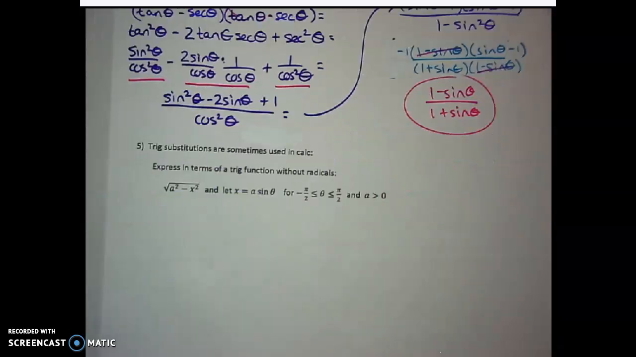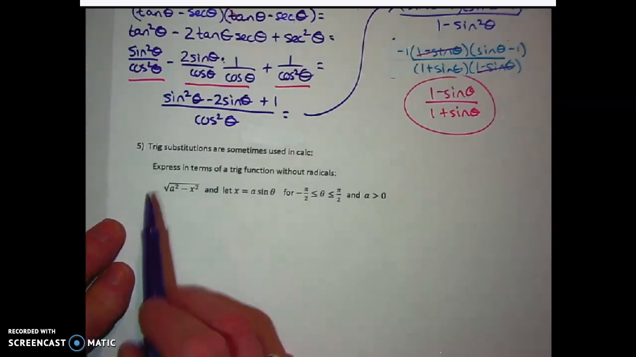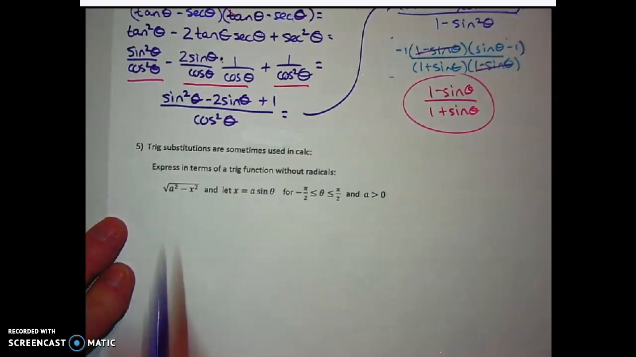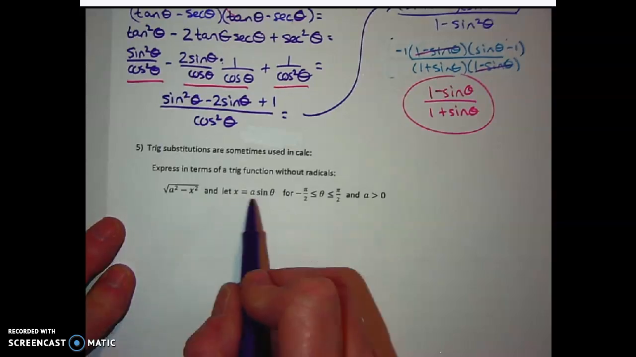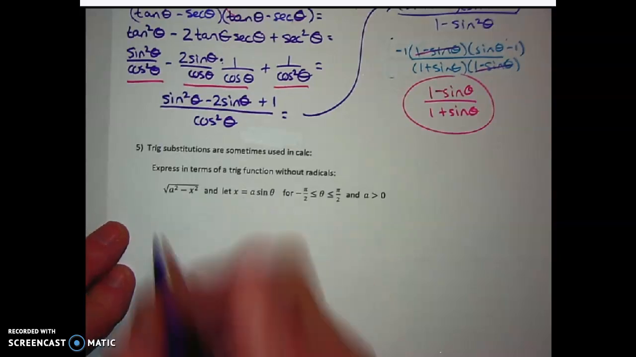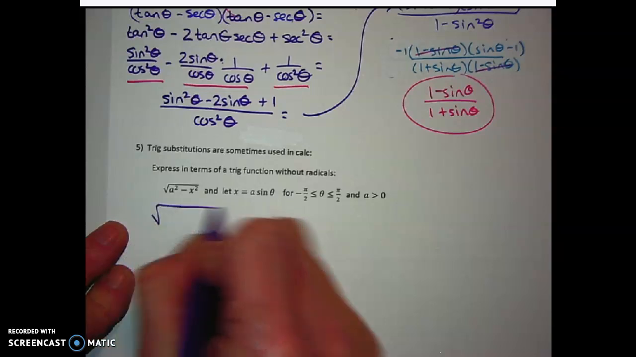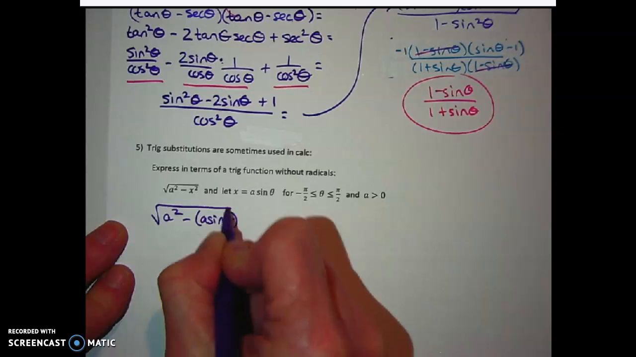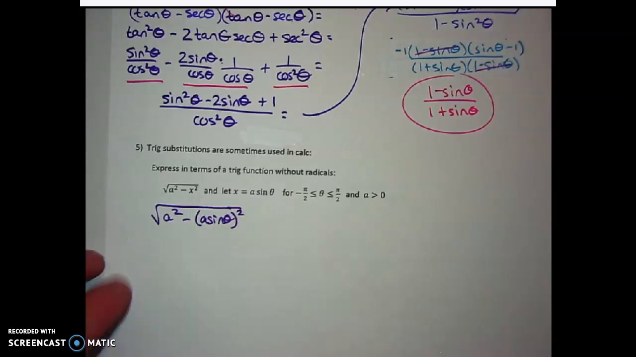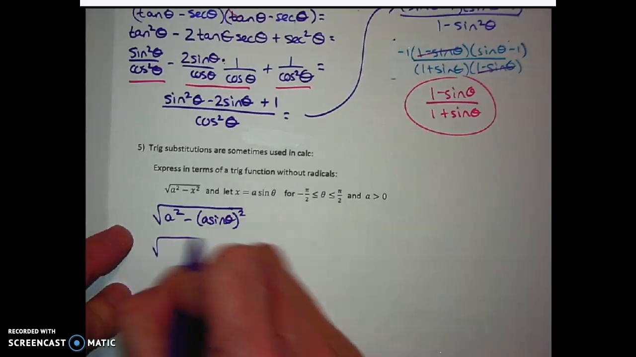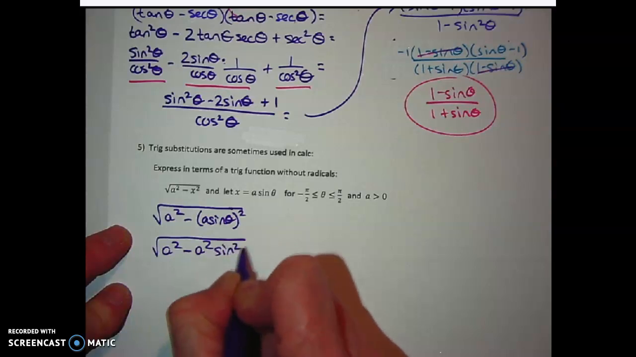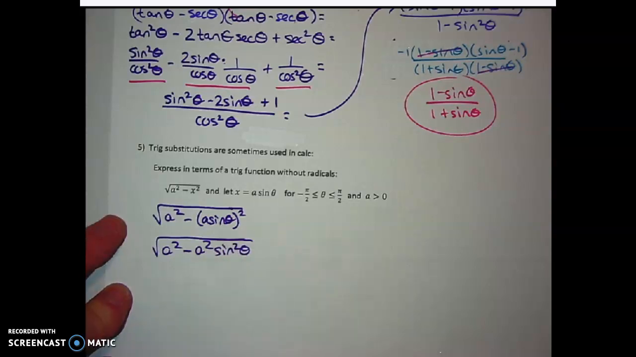And number 5, trig substitutions are sometimes used in calc. So let's talk about one of these. So we want to take this expression and express it in terms of a trig function without any radical. So we're going to let x equal a times the sine of theta. So we're going to just do some straight up substitution here. And I have a squared minus a sine of theta, and all of that is squared because my x is squared. This is going to be a squared minus a squared sine squared of theta. Just squaring everything on the inside.